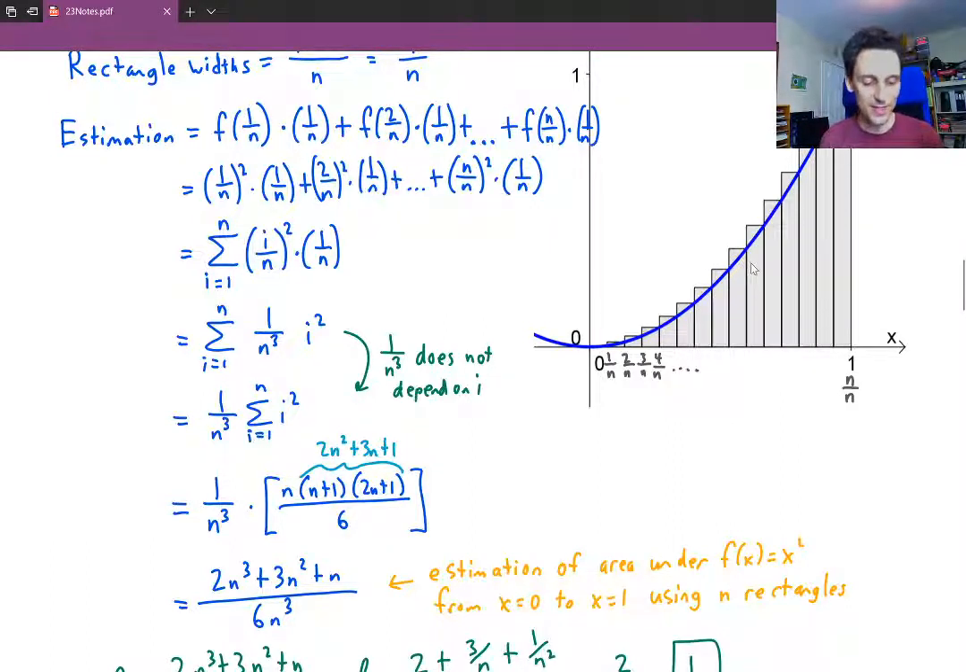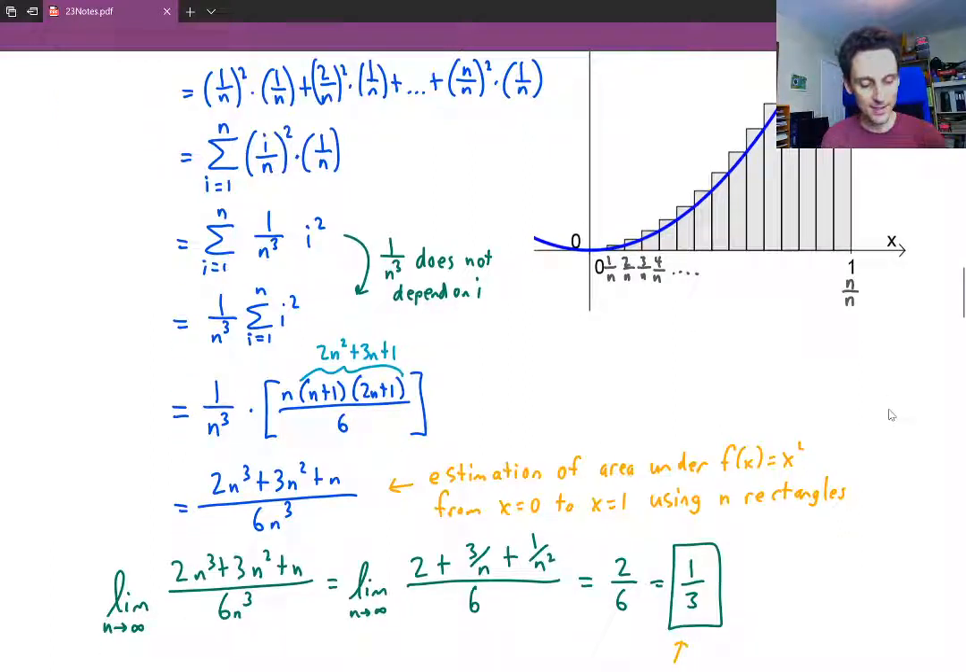So that's pretty cool. That's the use of calculus to help us figure out a problem that before we didn't have a formula for. And now we do. Now we know exactly what the area under this parabola is from 0 to 1.